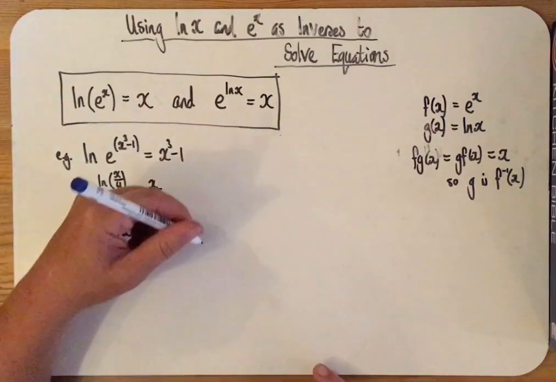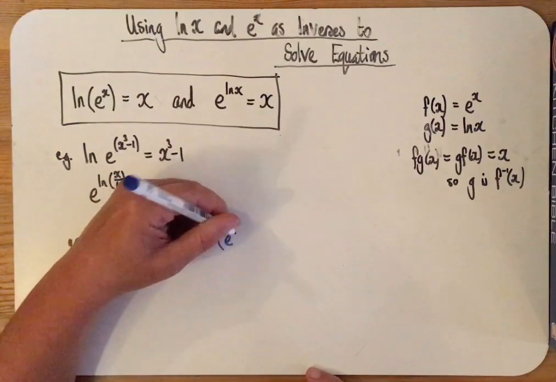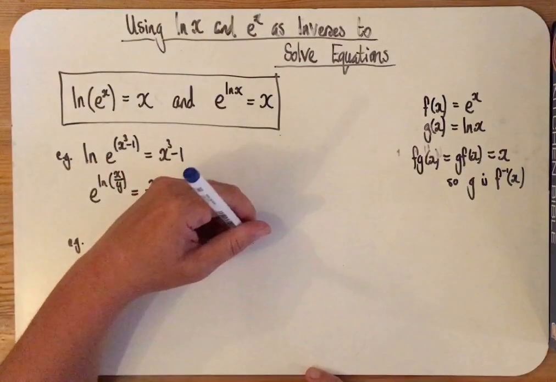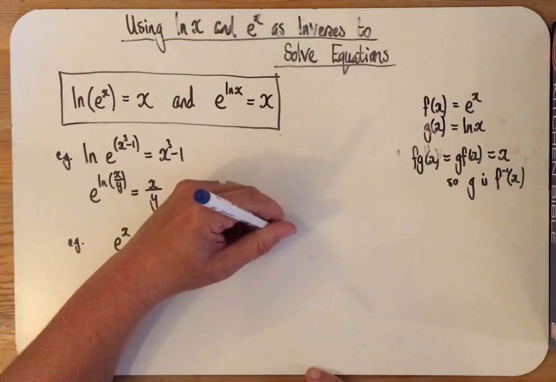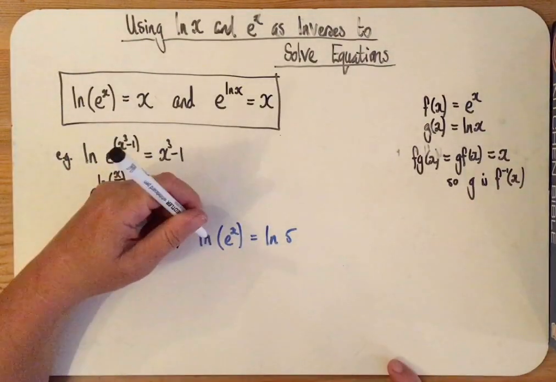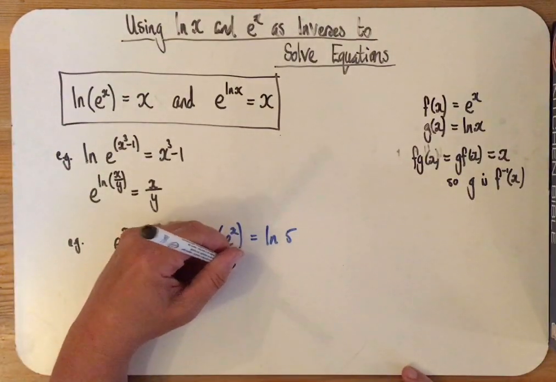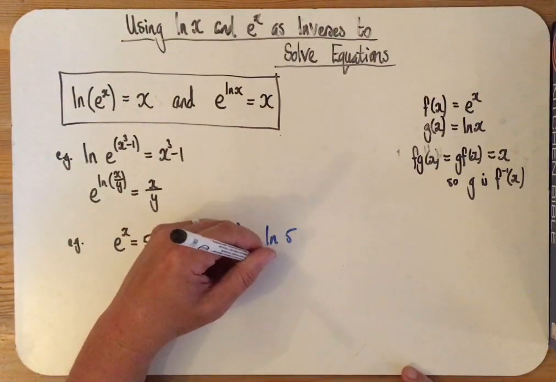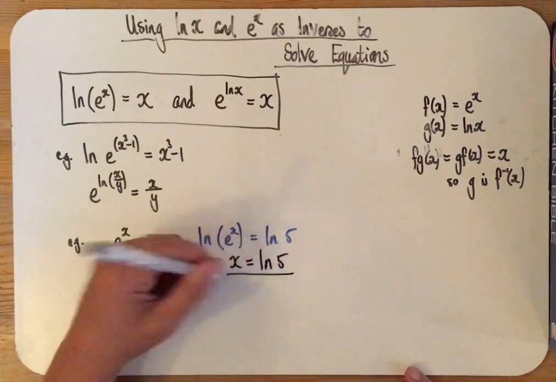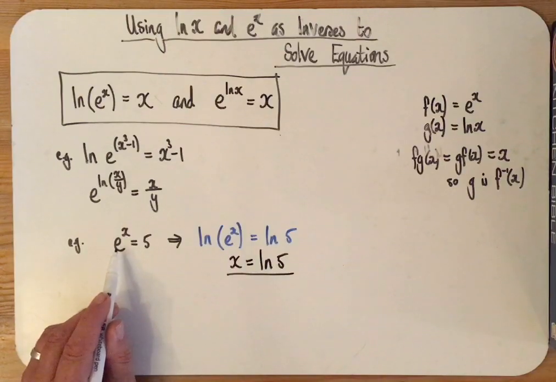So you can take natural logarithms of both sides. After a while, you won't want to write this line in, which is why I'm doing it in a different colour. So if you take natural logs of both sides, that's using the last rule I put on the other board. And then ln e to the x is equal to x, and so x equals ln 5. So if you ln this one, you will get x.